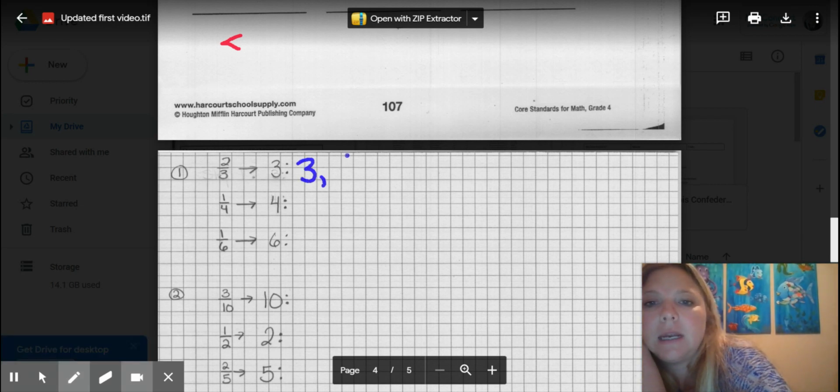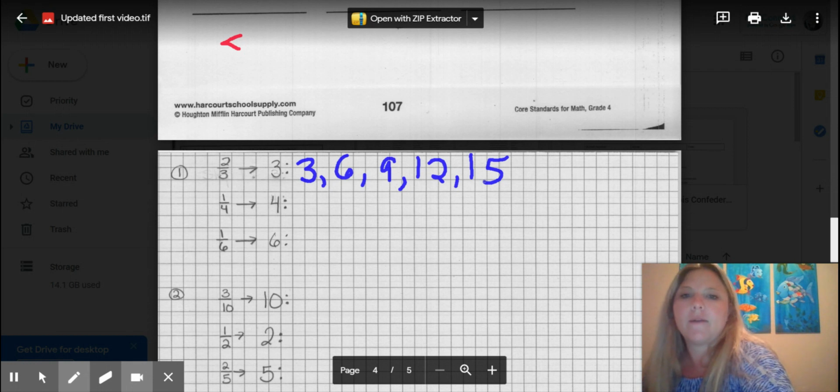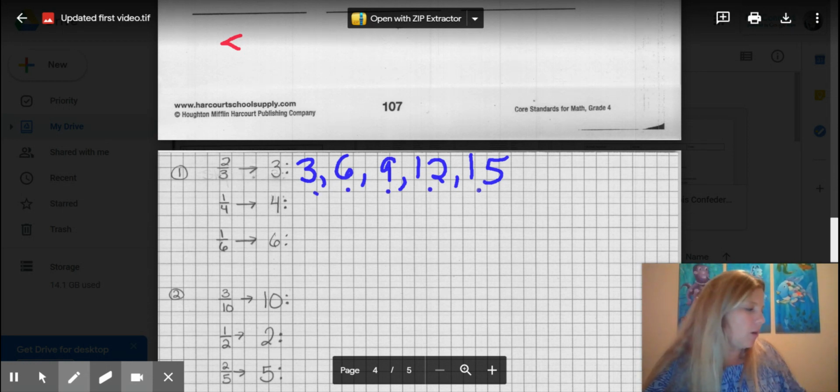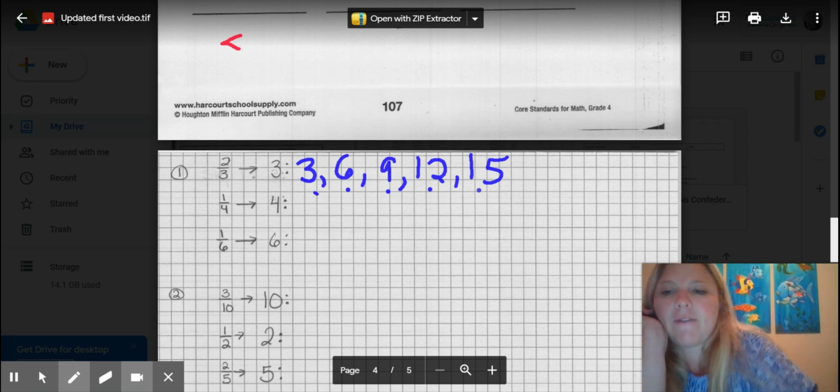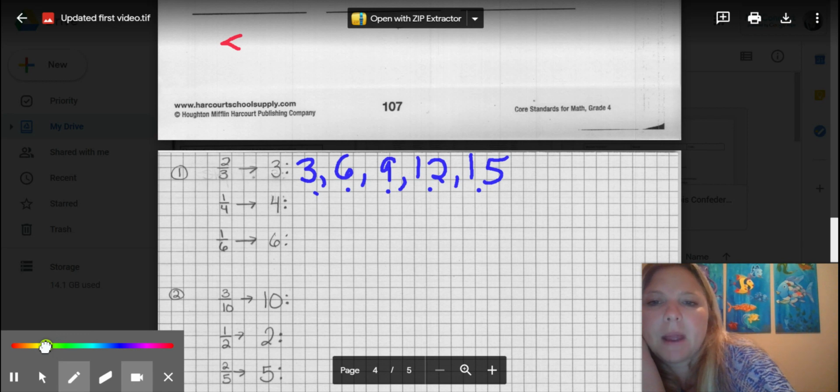So you are going to skip count. You have a 3, and then a 6, and then 9, 12, and 15. Notice how I went up 5 spots: 1, 2, 3, 4, 5. I am skip counting within the 5 sections. Now I'm going to do the same thing with the 4. I'll change the color so we don't get confused. We're going to skip count by 4s.